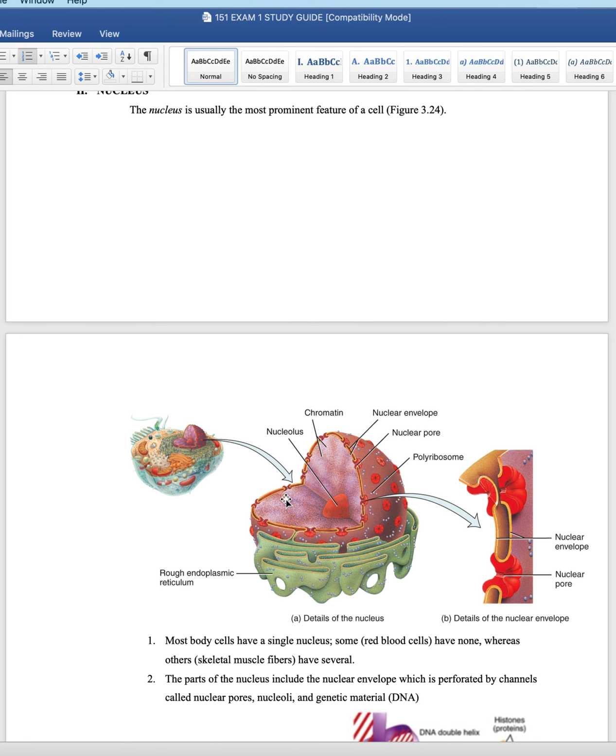The nucleus, again, this is not an organelle, although when I was in school it was considered an organelle, so I apologize if I say that it is. It is not considered an organelle. It's a very prominent cell feature, which is going to be responsible for the creation of everything in the cell. We have the nucleolus in the center, which is the site of ribosome assembly.